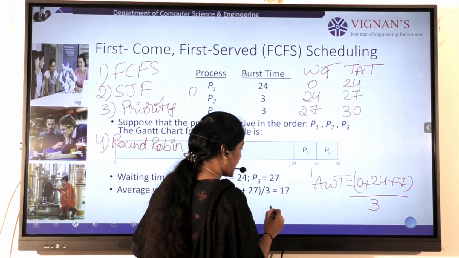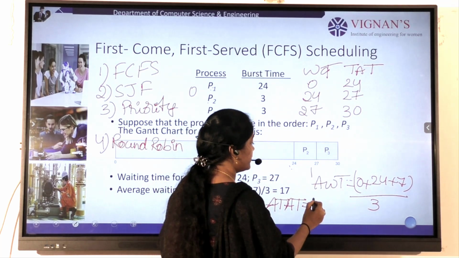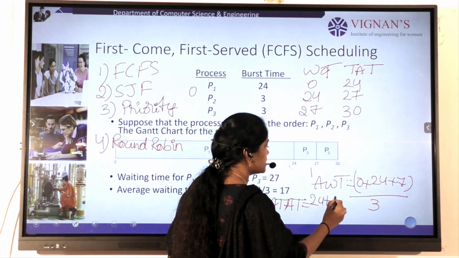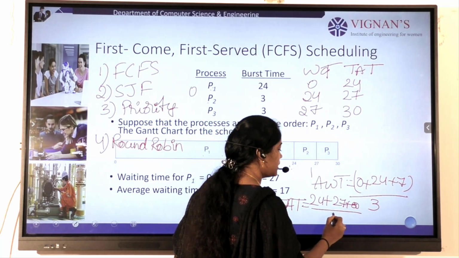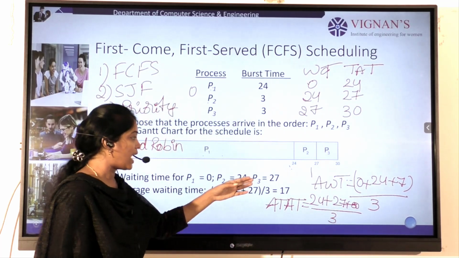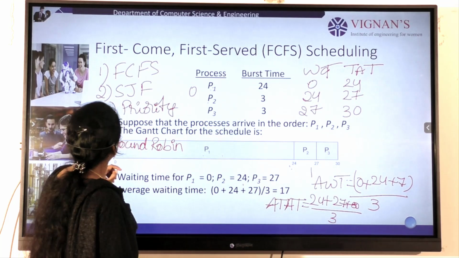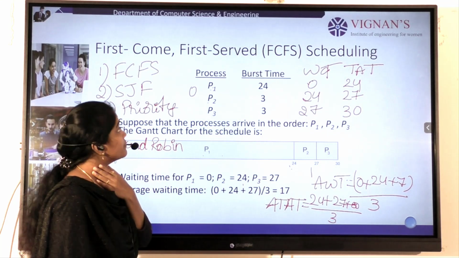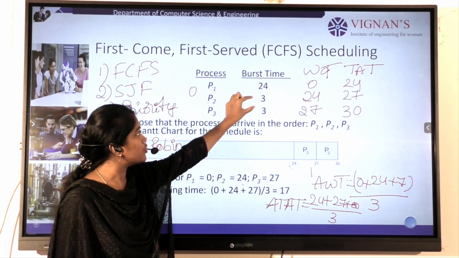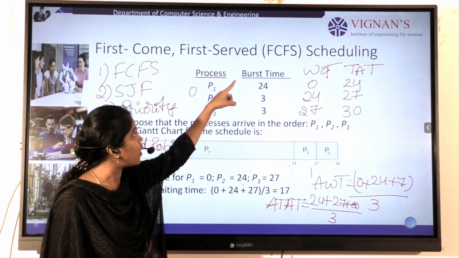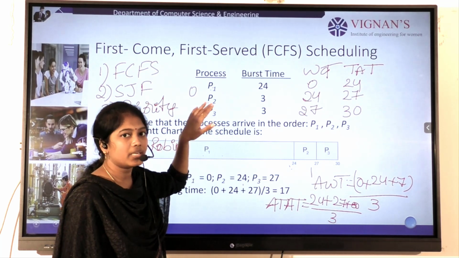So we have to calculate the average turnaround time. The average turnaround time for the 3 processes is 24 plus 27 plus 30 whole by 3. So these are the average waiting time and average turnaround time. These should be very minimum. So there is a problem in the first come first serve scheduling algorithm. The main problem is that the shortest job process has to wait until the longest process finishes its execution. So that is the main drawback in the FCFS algorithm.